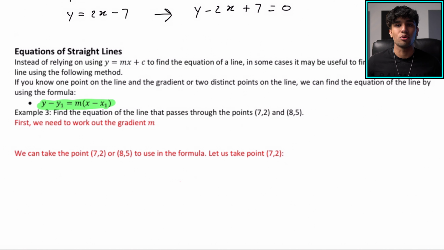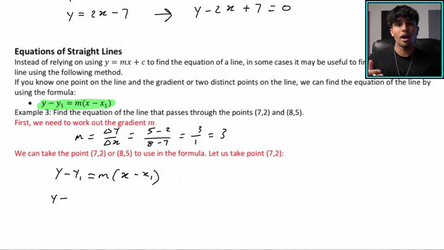Let's now try and tackle example number 3 using our new formula. We have to find the equation of a line that passes through points 7, 2 and 8, 5. Of course, our first step is to find the gradient. We always must do this first. Subbing in our coordinates into the change in y over change in x gives us a final answer of 3 for our gradient. Now that we know our m value, we can sub this into our equation.